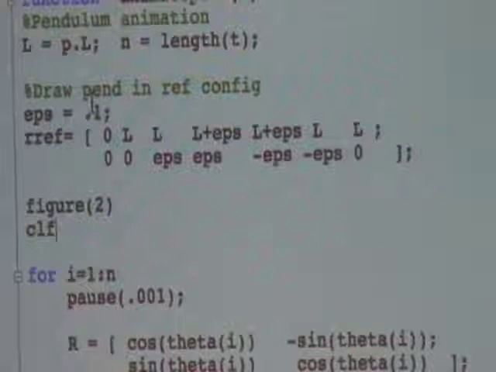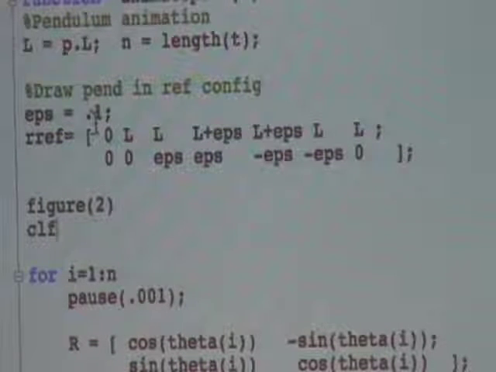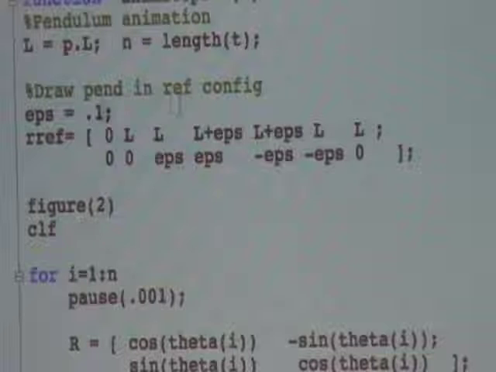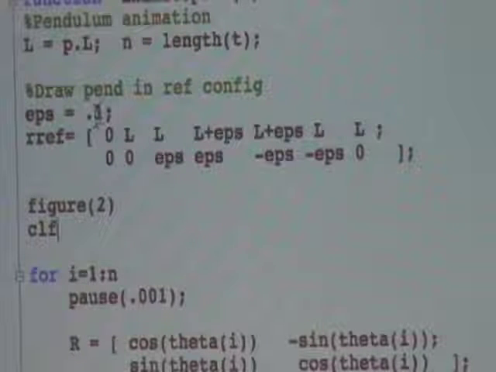Why did I put eps? Because I didn't know how big a box would look good, and I didn't want to have to keep typing numbers again and again. So I called it eps, so I could draw a smaller, bigger box. Any questions about this drawing here?